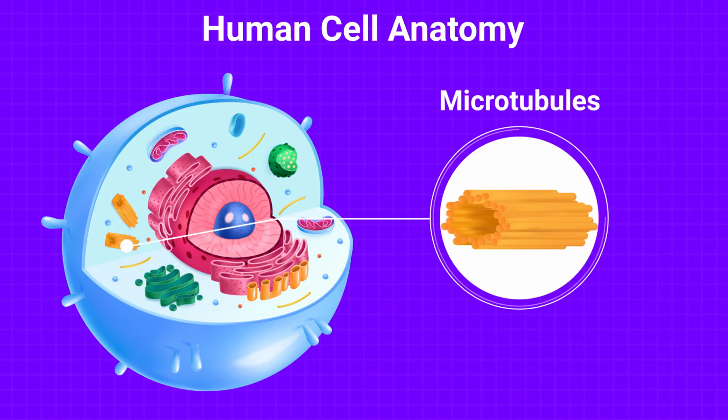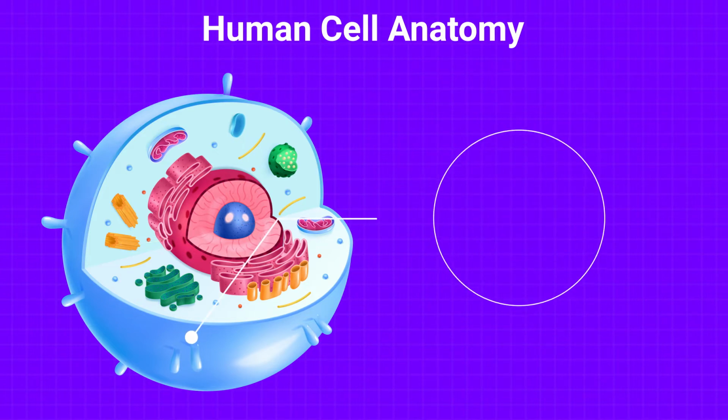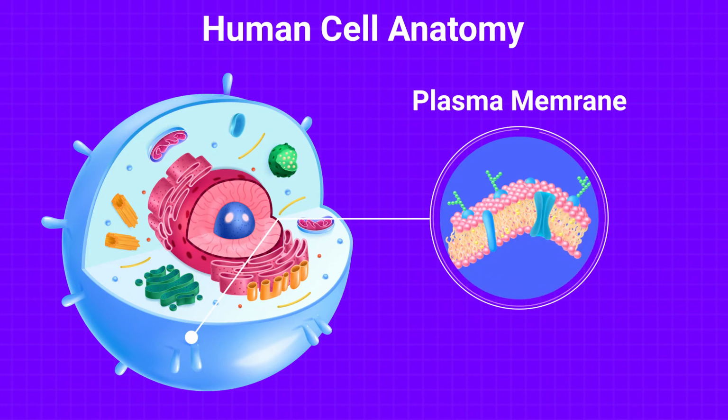Microtubules. The cell cytoskeleton is made up of microtubules, intermediate filaments, and microfilaments. The microtubule network is known for controlling essential cellular activities like cell growth and mobility, as well as important signaling events.